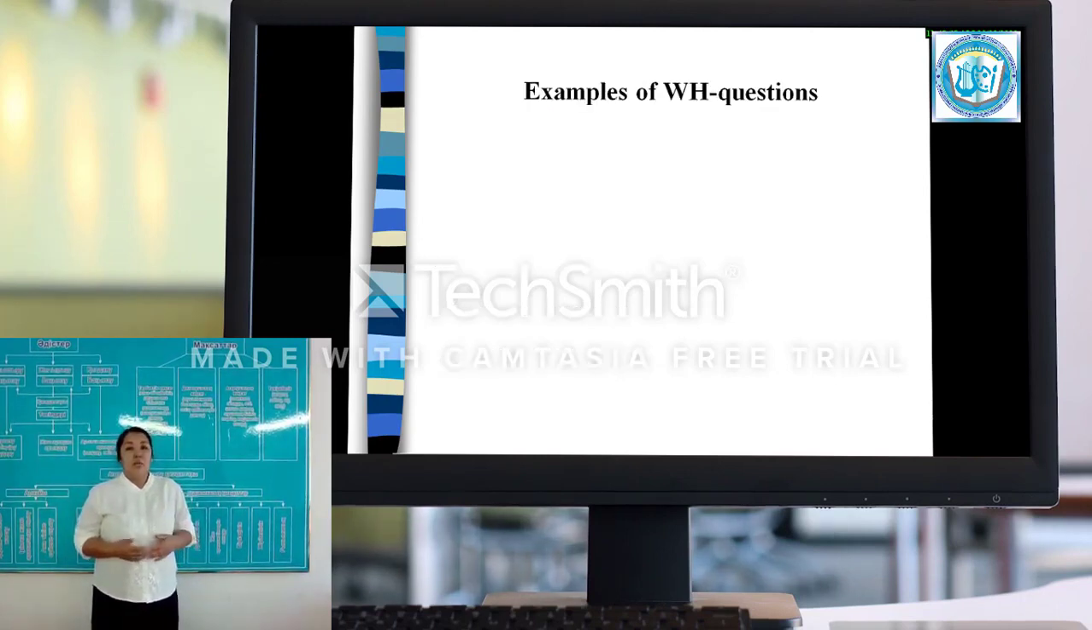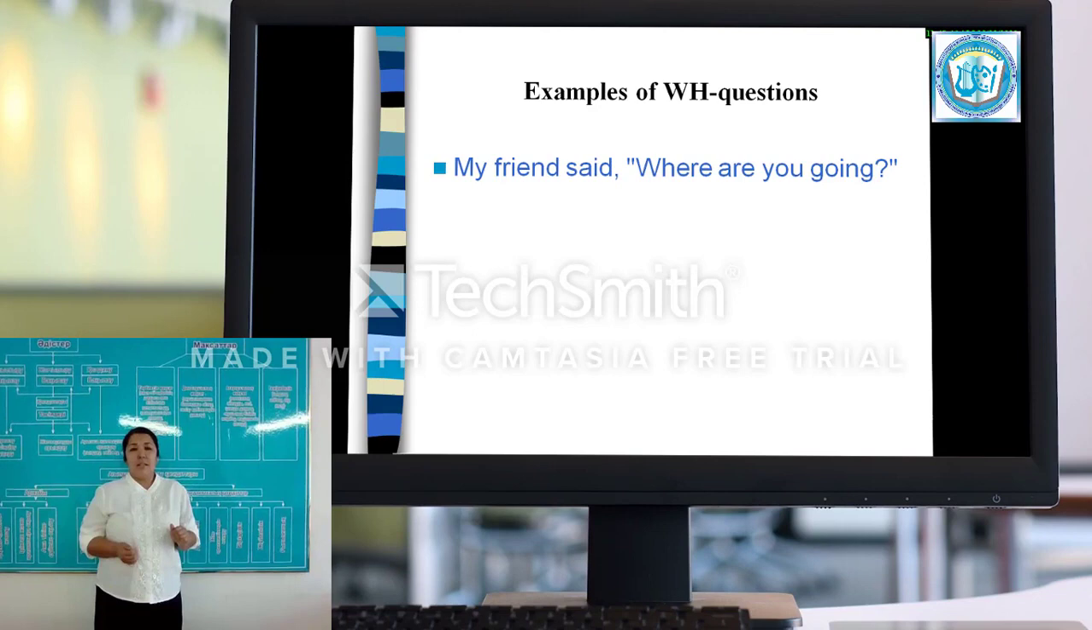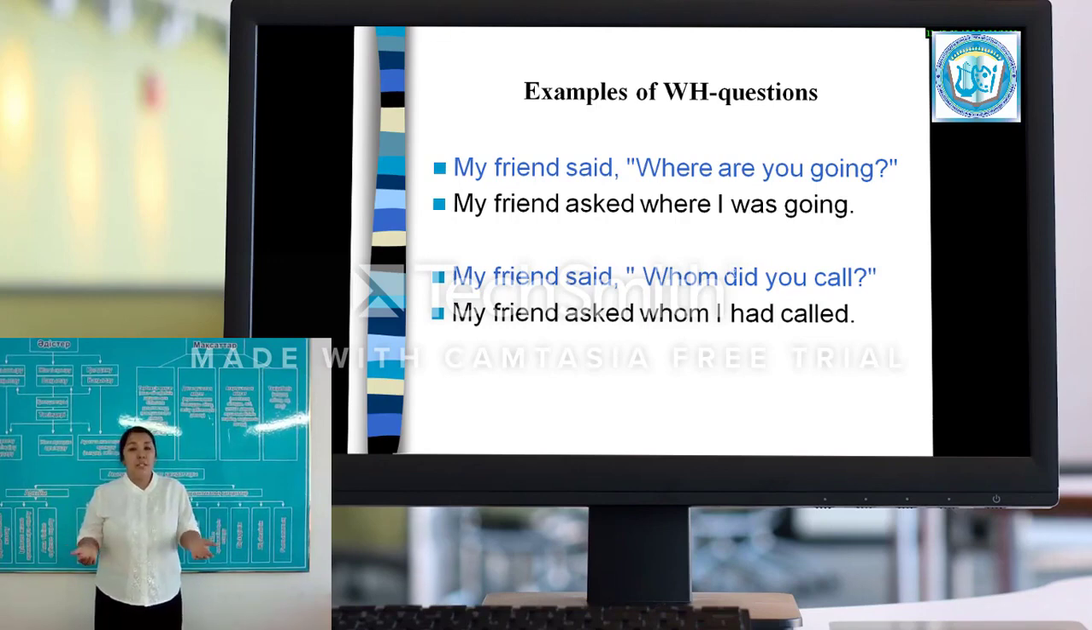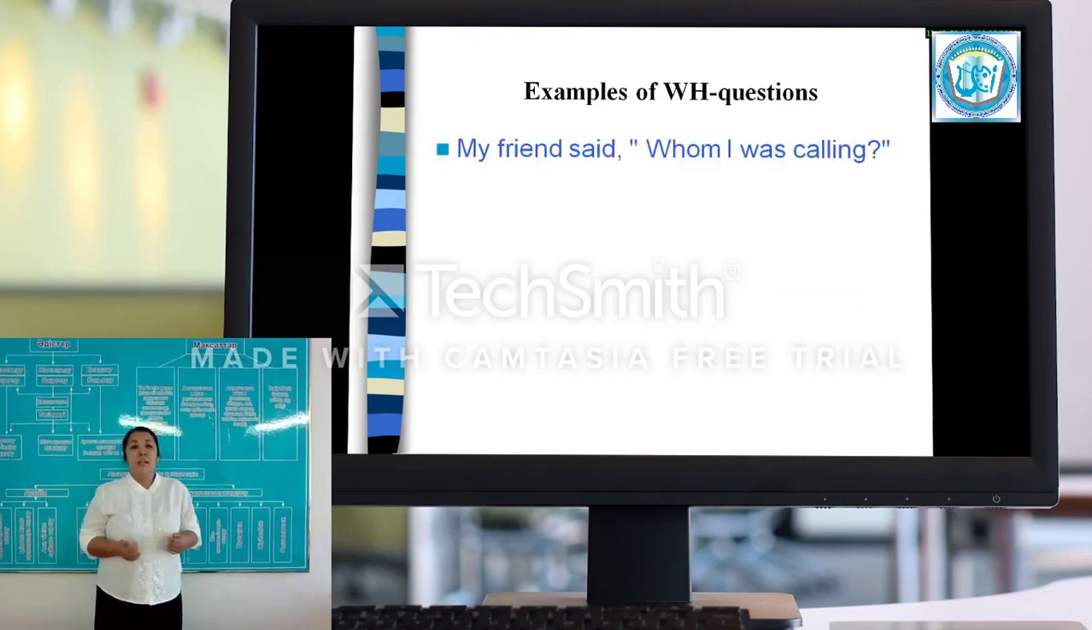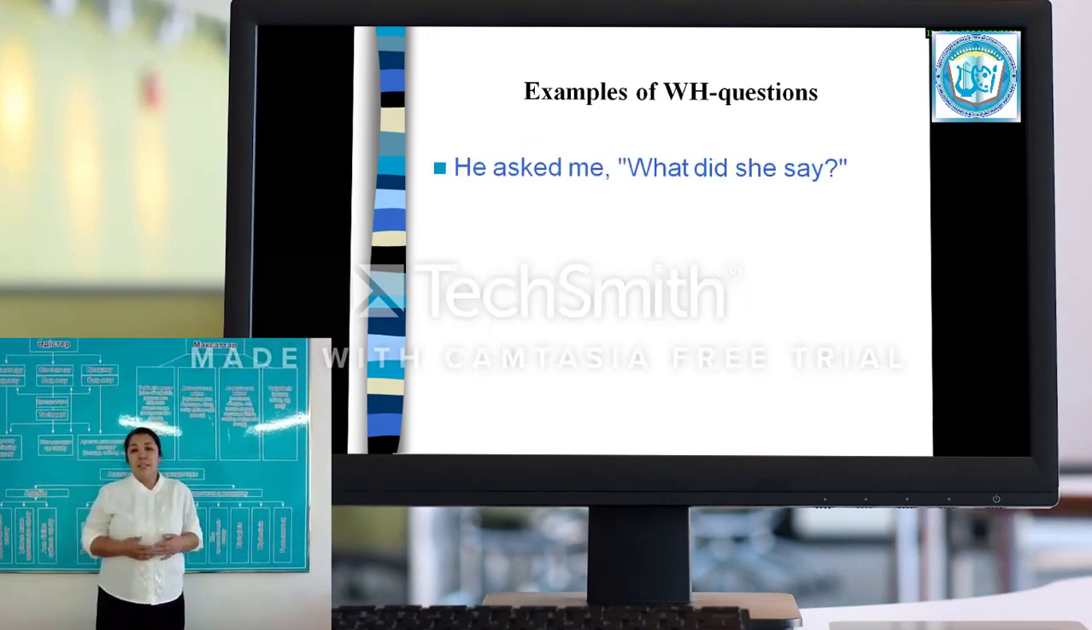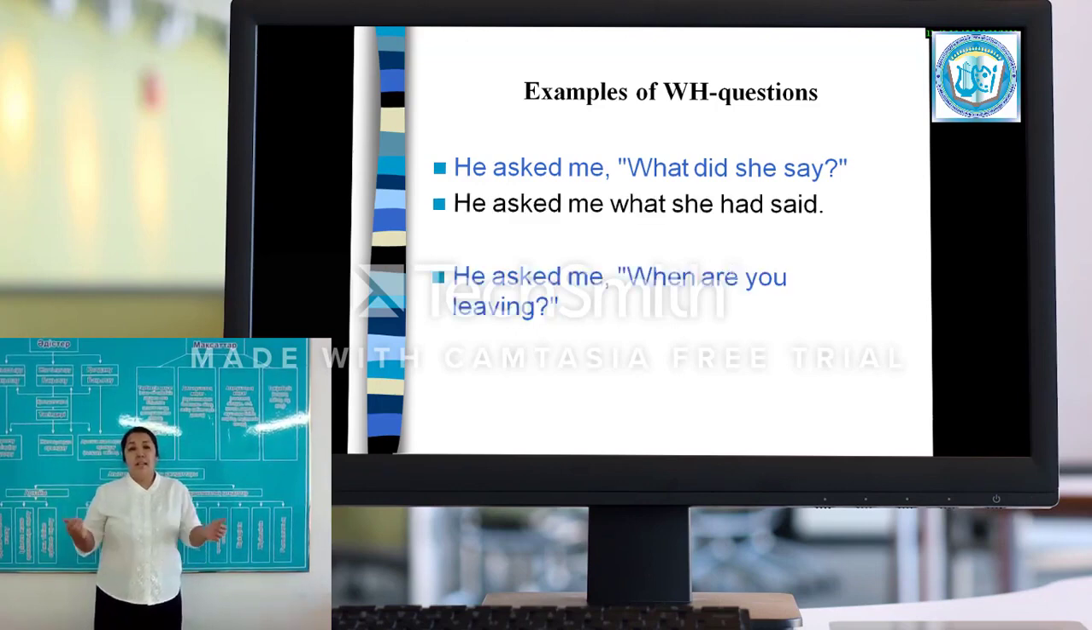Examples of WH questions. The first is, my friend said, "Where are you going?" My friend asked where I was going. My friend said, "Whom did you call?" My friend asked whom I had called. My friend said, "Whom are you calling?" My friend asked whom I had been calling. My friend said, "Where have you been?" My friend asked where I had been. As you can see, we change tenses and put "if" or "whether" where necessary.